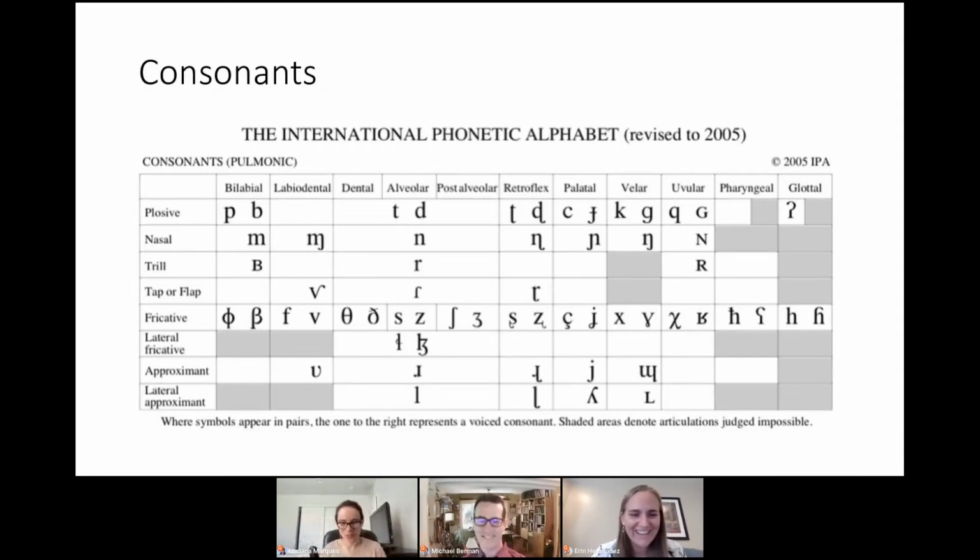There you go. Okay. So what I'm showing you guys here is not the whole thing. The whole IPA table is huge. We're focusing on the consonants, the pulmonic consonants. Pulmonic consonants means consonants made with the air coming out of the lungs. That's just what it means.